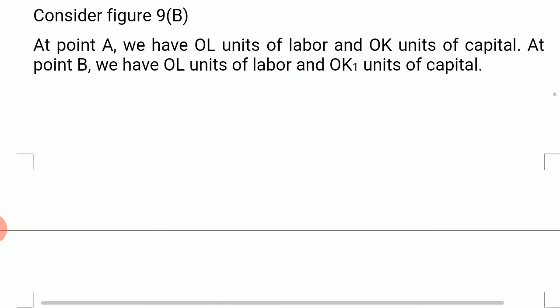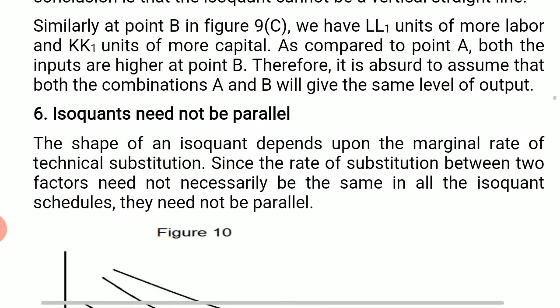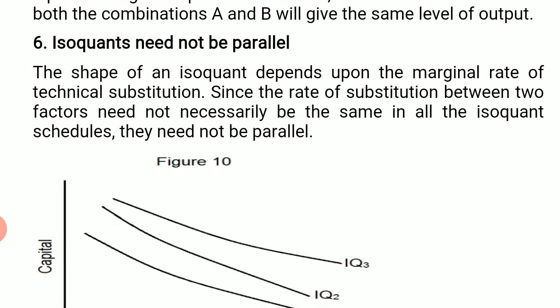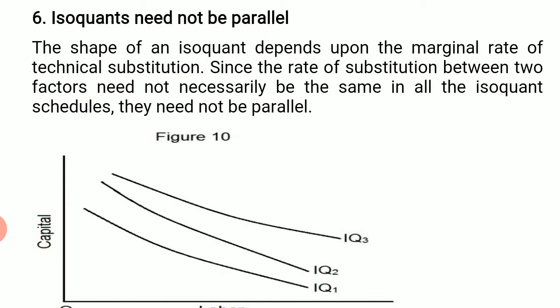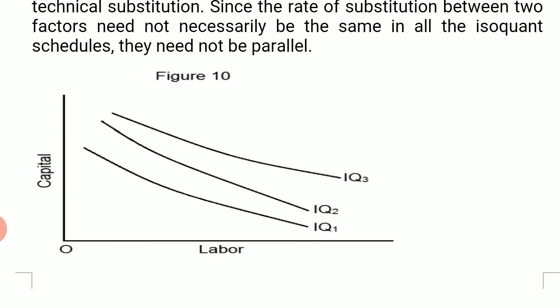Now the next property of an isoquant is that isoquants need not be parallel. The shape of an isoquant depends upon the marginal rate of technical substitution. Since the rate of substitution between two factors need not necessarily be the same in all isoquant schedules, they need not be parallel, as shown in the diagram.